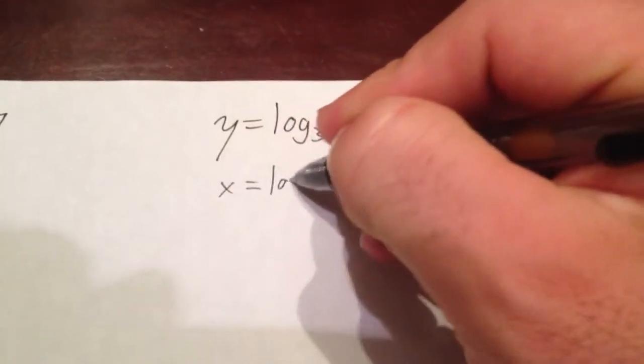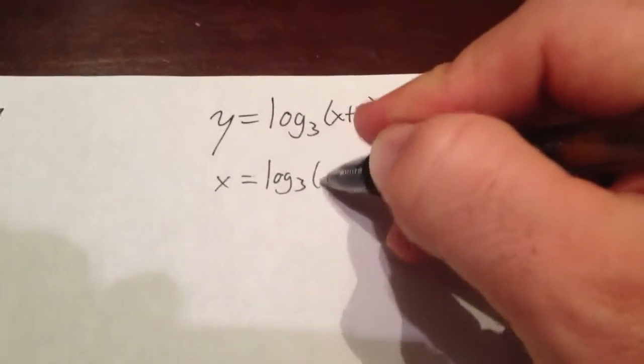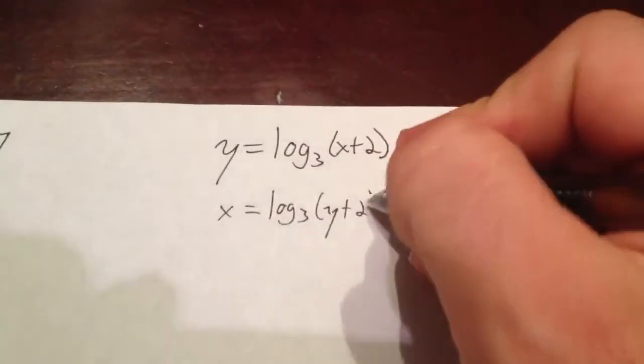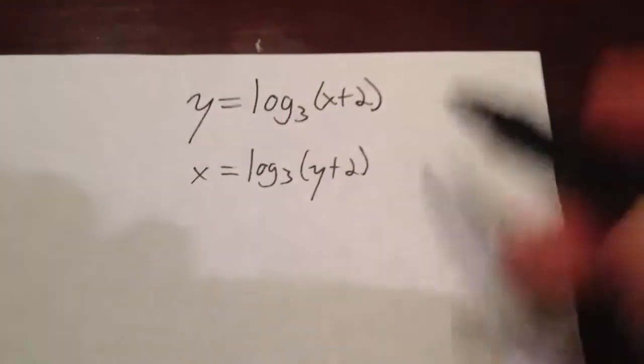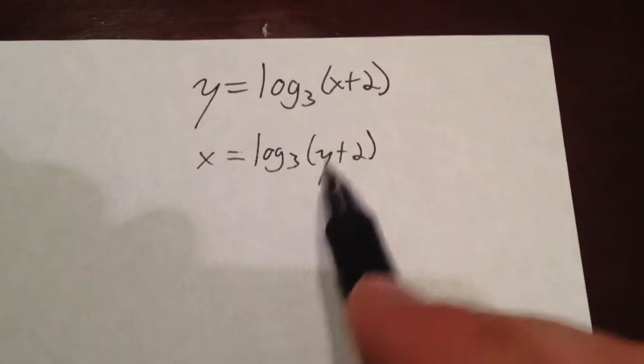We can do the same thing by taking a logarithm and getting the inverse of it. Switch the x and y, and then solve for y. But again, all of this stuff's in the logarithm. We got to get it out.